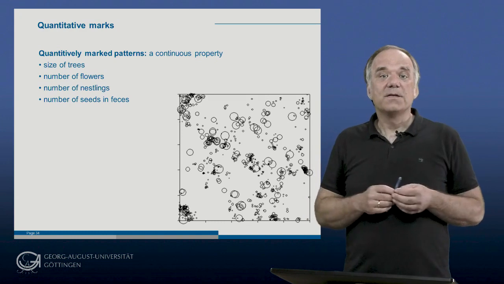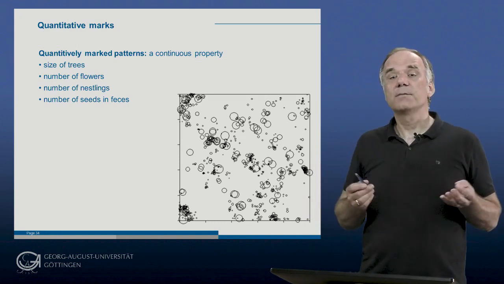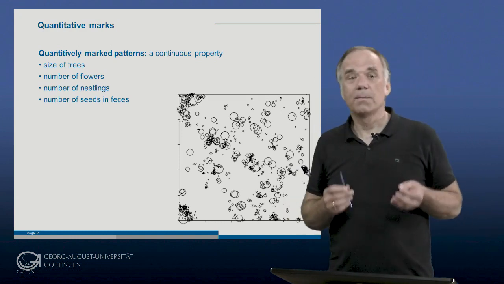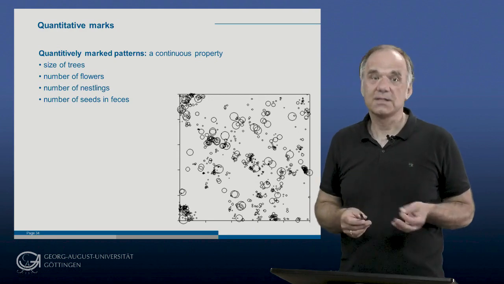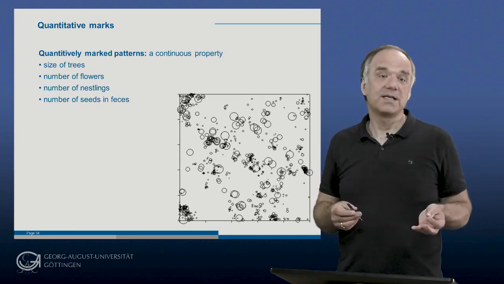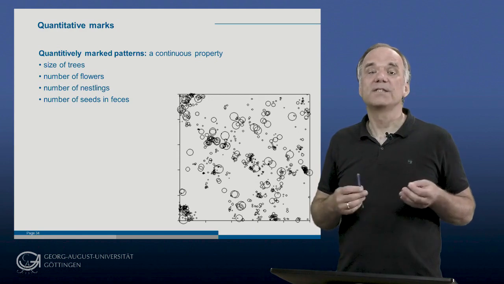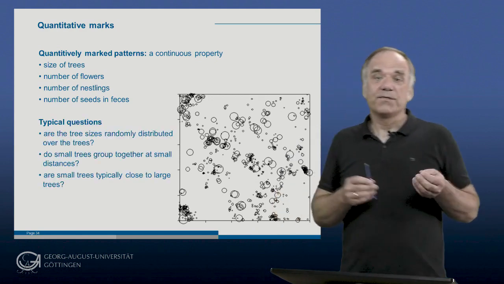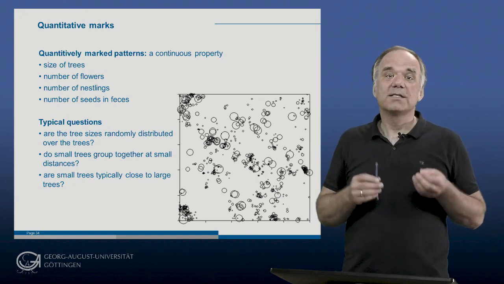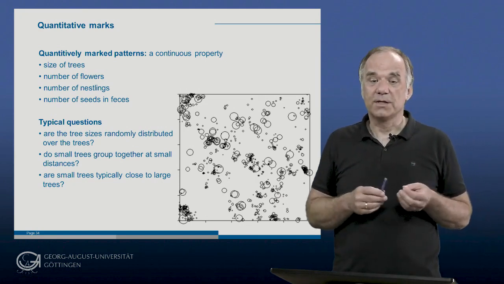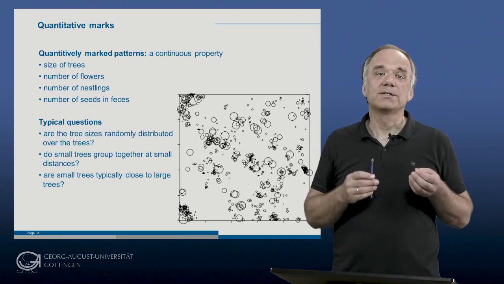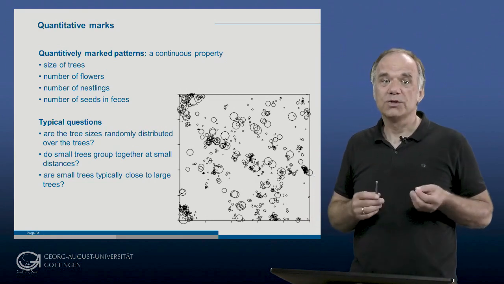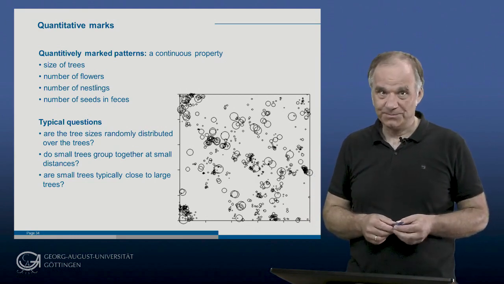A quantitatively marked pattern could represent many different things. For example, the mark could be the size of the trees, number of flowers, number of nestlings, or number of seeds in droppings. Again, in this type of analysis, one is not interested in the spatial structure of the univariate pattern, but in the spatial structure of the marks, conditionally on the univariate pattern.